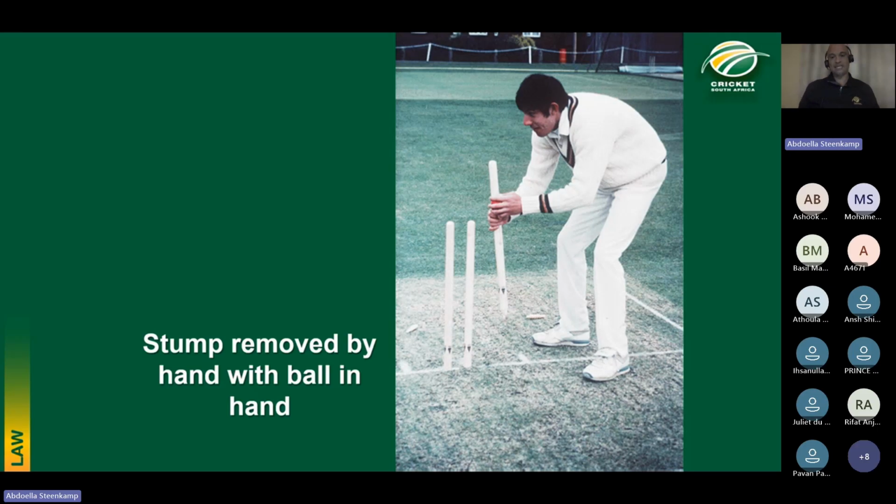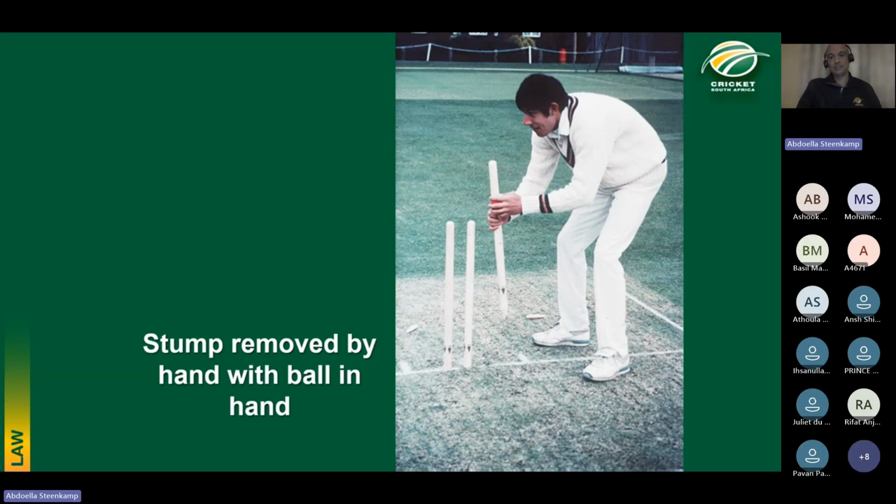This is one method, as in the pic. You take the stump and the ball, and together, in the same hand, you remove one stump out of the ground. You cannot have the ball in one hand and a stump in another and then appeal. It needs to be done together, like in this pic. Hand, ball, together, and you take a stump out of the ground.